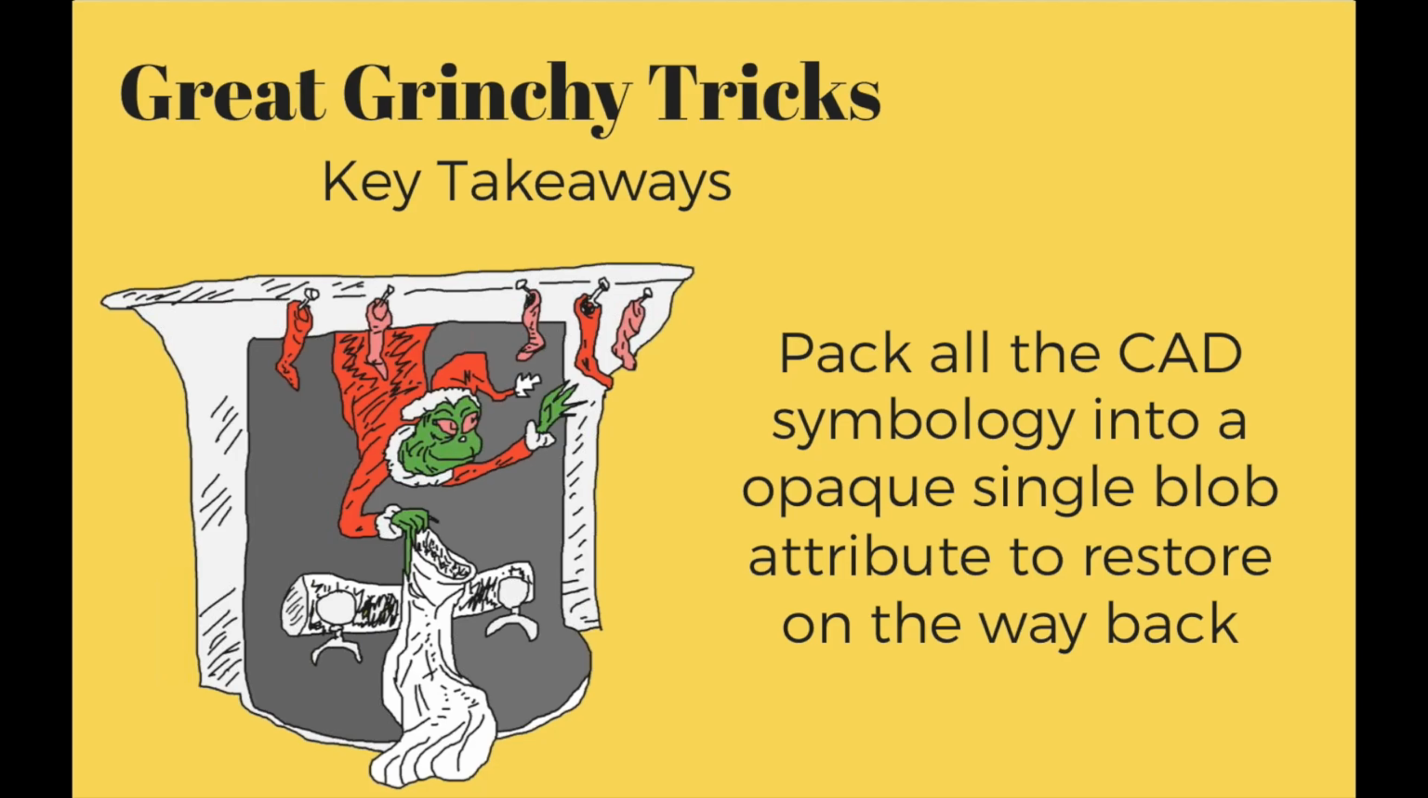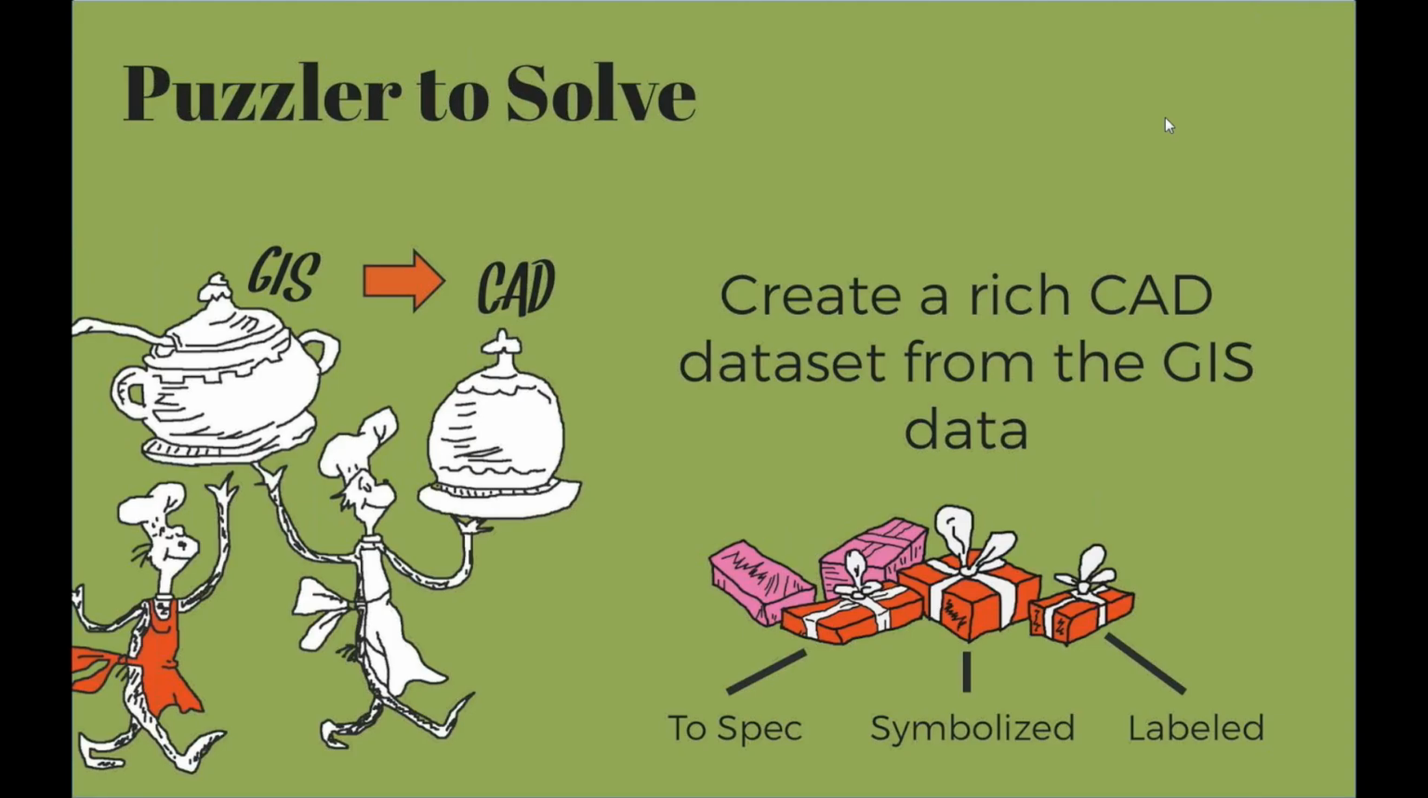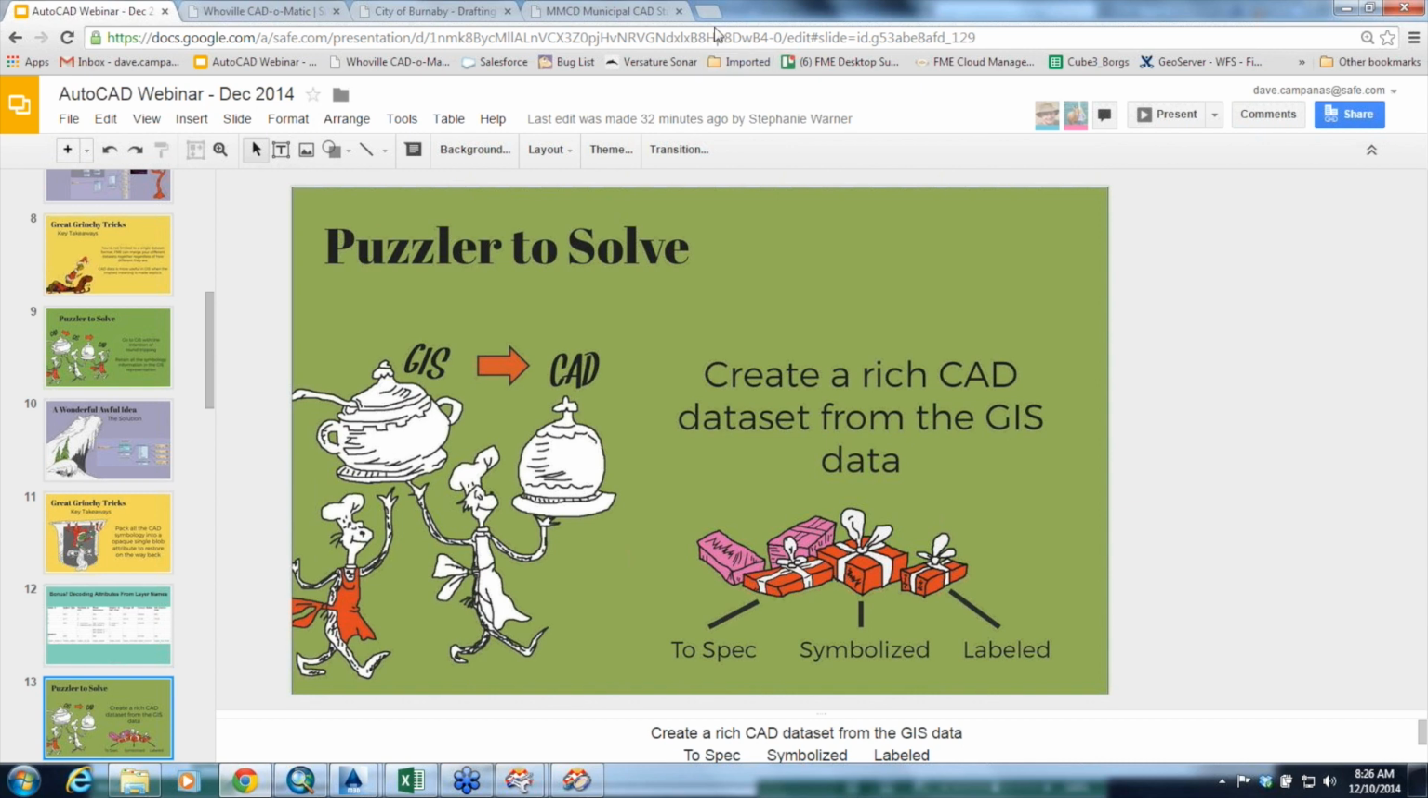Okay. There's the bonus, but we did the bonus already. Bonus is done. So the next thing we want to do is going back the other way. I'm going back the other way. So we've got a GIS data set, and we want to create some CAD out of it. So that is exciting. This is the Christmas present for the CAD technician.